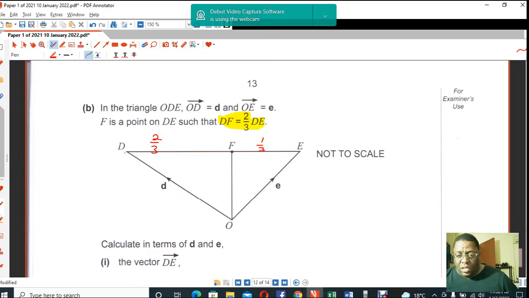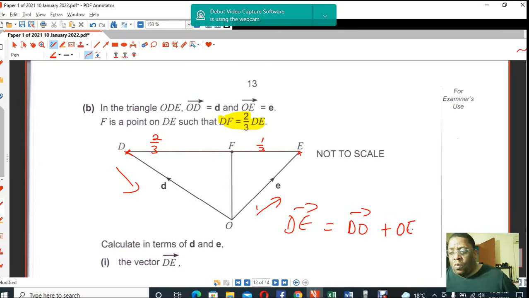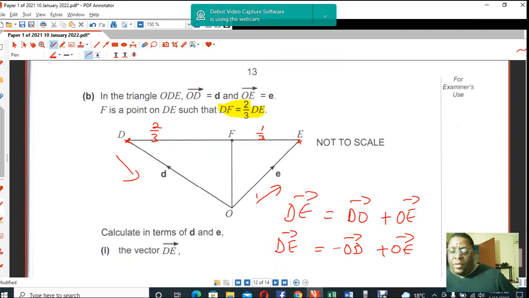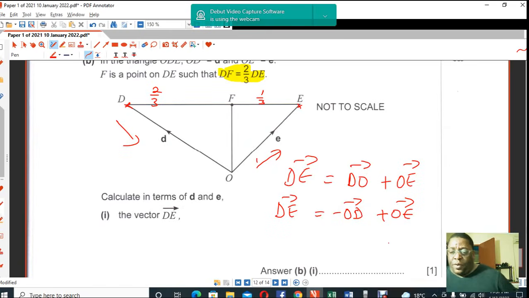So that's like going from D to E. Think of it as a journey you're taking from D to E. So DE is the same as going in this direction, which is DO, and then you're going along here, which is OE. But DE is going against vector D, so it's OD plus OE. We know OD from what we have discovered, that OD is minus D, and OE is E.